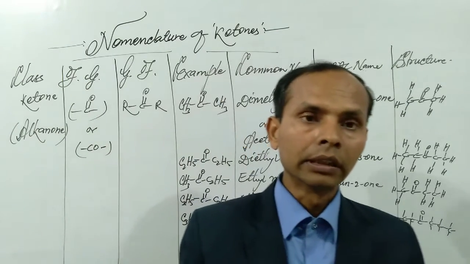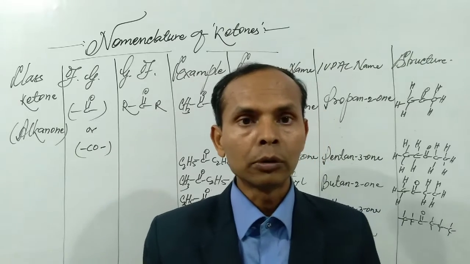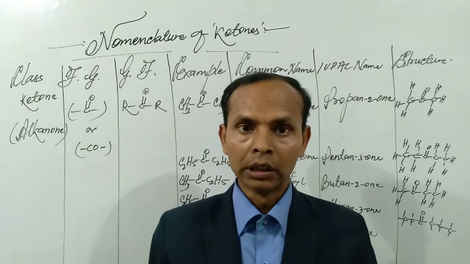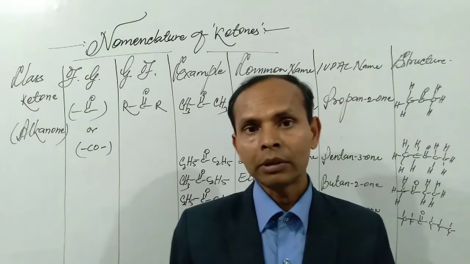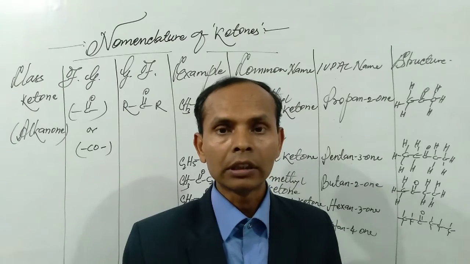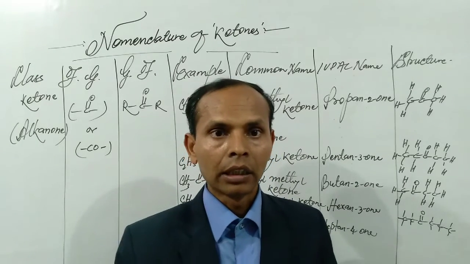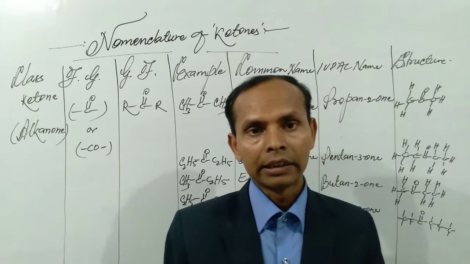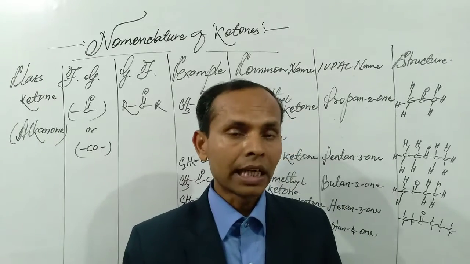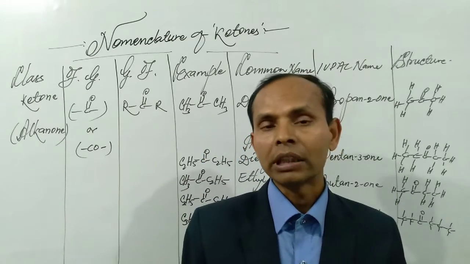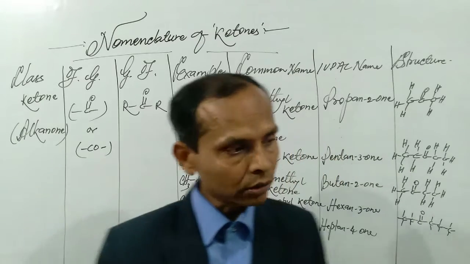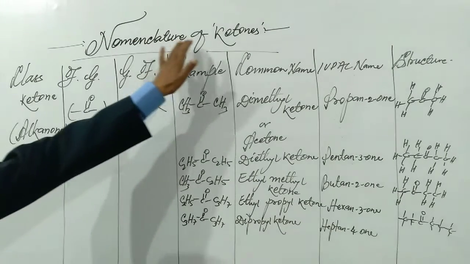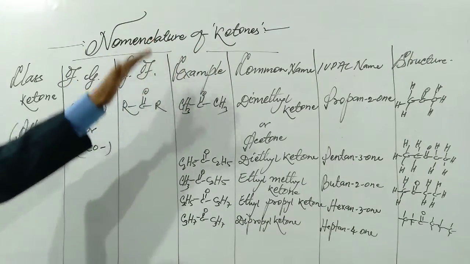Good morning, everybody. In this class, we have to study the nomenclature of ketone and other functional groups. In previous classes, we have learned a large number of functional groups and their nomenclature, like alcohol, aldehyde, carboxylic acid, acid halide and alkyl halide. But in this class, we shall study the nomenclature of ketones. So, we can discuss the nomenclature of ketone. This is the title for the nomenclature.